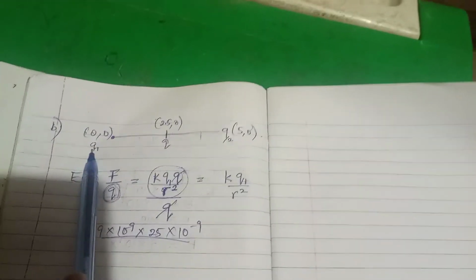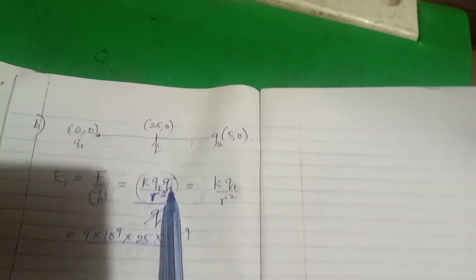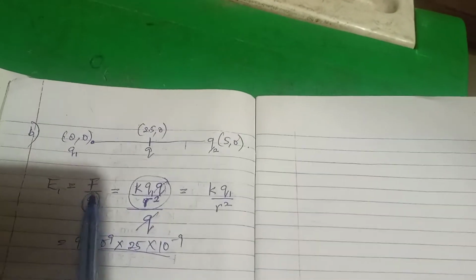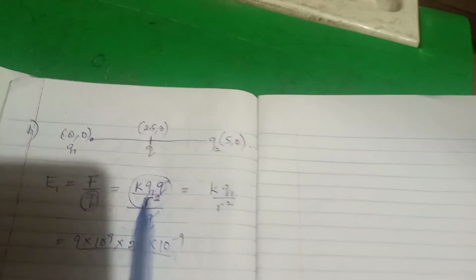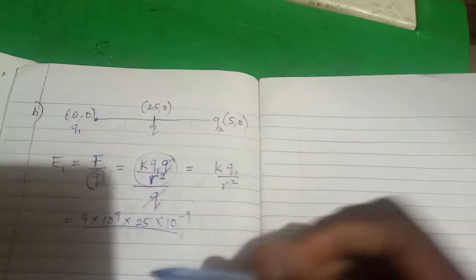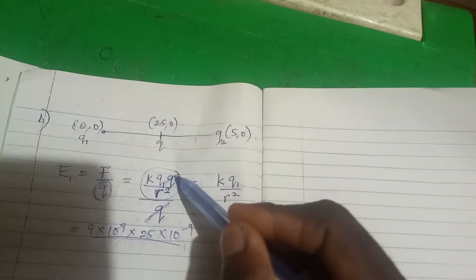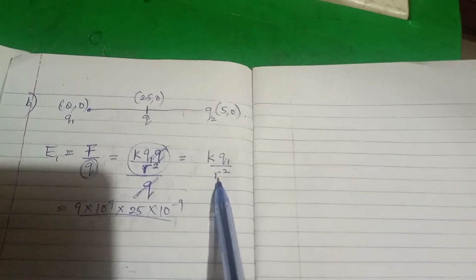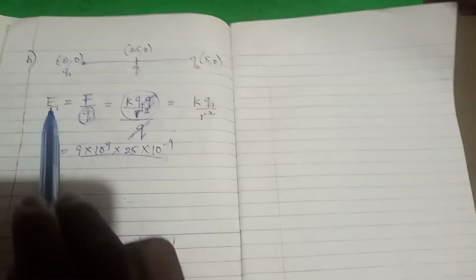That's Q and Q1. So the force formula is K Q1 Q over R squared, where R is the distance between the two of them. Then we have all of it over Q, force over Q, where Q is the positive test charge, to cancel this particular one. So we are left with K Q1 over R squared as the formula for E1 we're going to use.